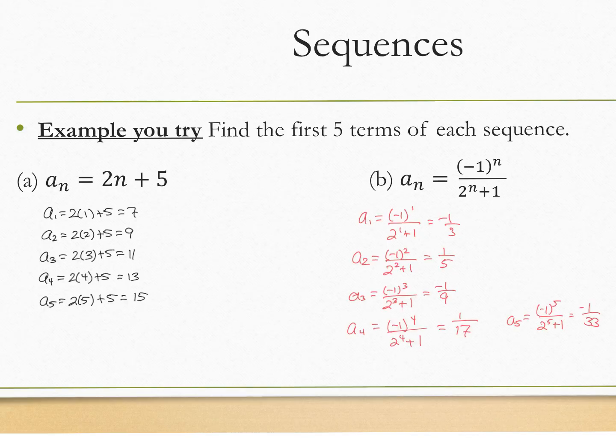Please take a minute or two and try this example, you try. Hopefully on letter A you found the first term to be 7, second term 9, third term 11, fourth term 13, and fifth term 15. And in letter B, the first term negative 1/3, the second term 1/5, the third term negative 1/9, the fourth term 1/17, and the fifth term negative 1/33.